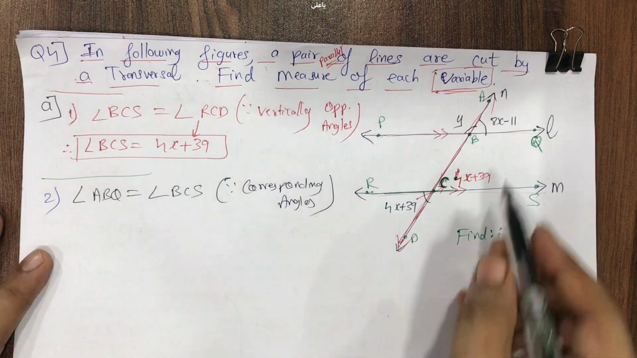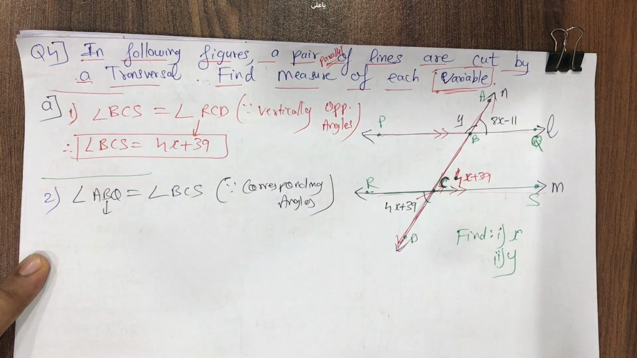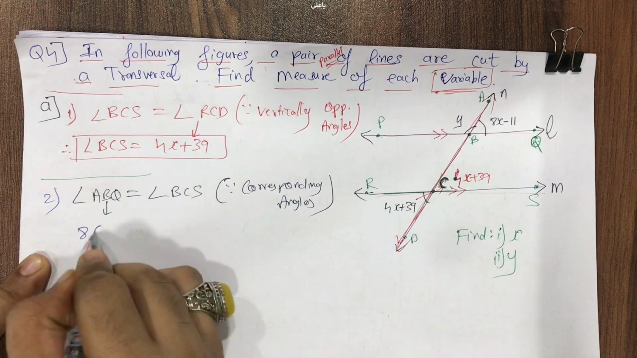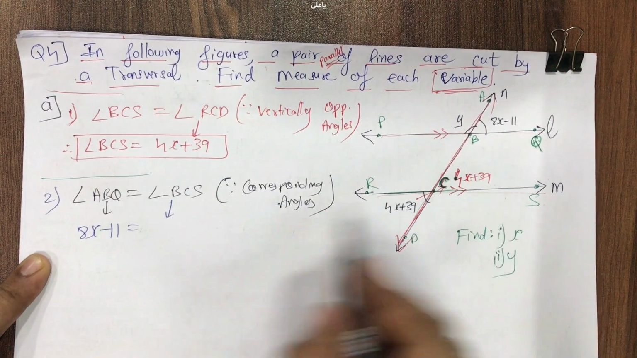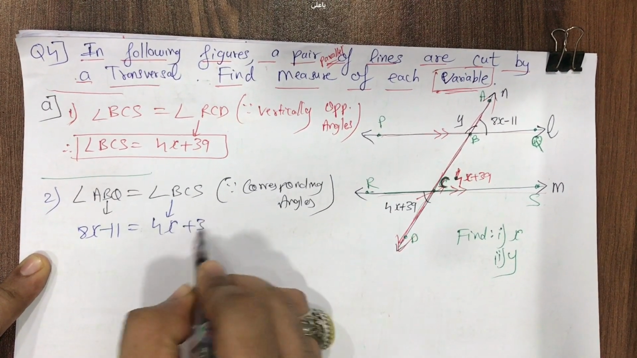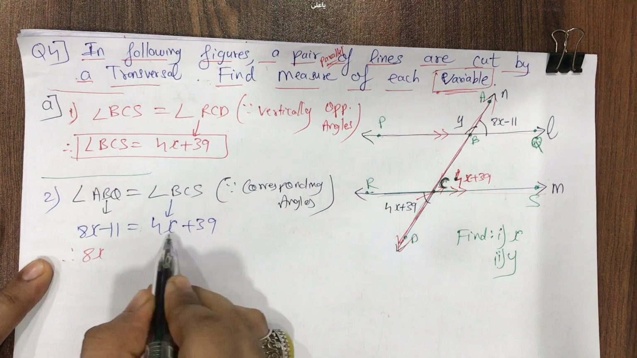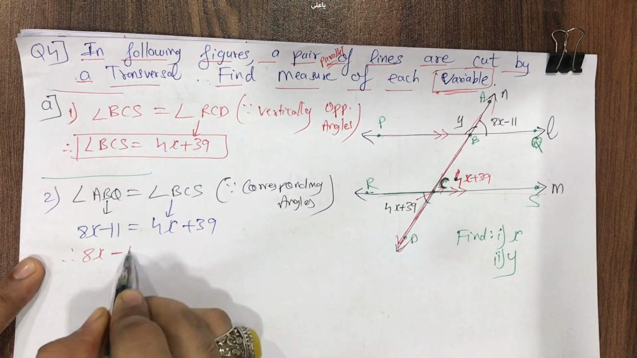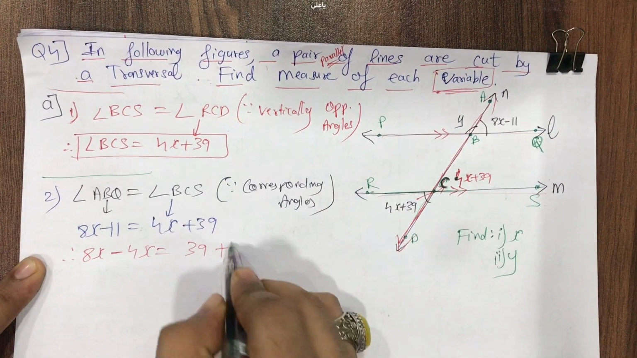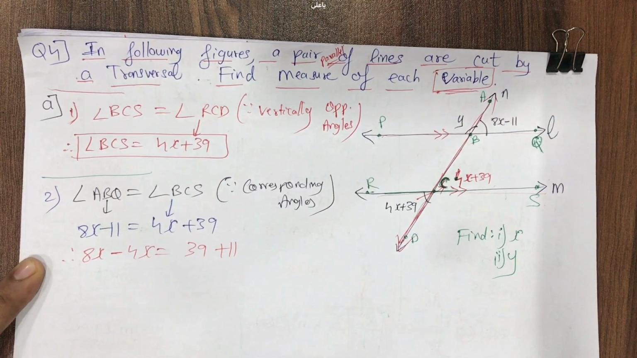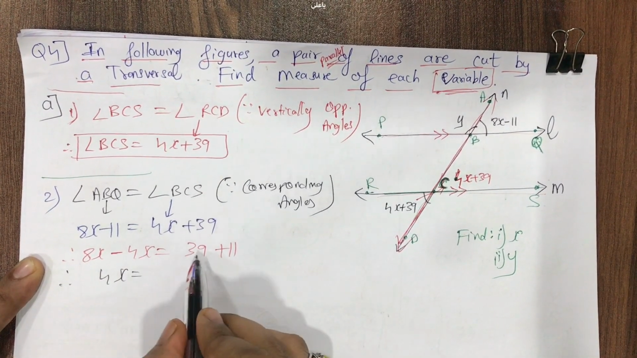Okay, so this is angle ABQ. What is the value of ABQ? The value for ABQ is 8x minus 11. So 8x minus 11 is equal to the value of BCS. BCS is how much? It's 4x plus 39. Therefore, I take 4x to the left hand side, it becomes minus 4x. This 39 stays as it is, and minus 11 comes to this side and becomes plus 11. So 8x minus 4x is 4x, equal to 39 plus 11.